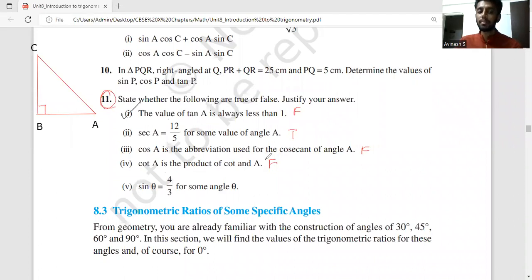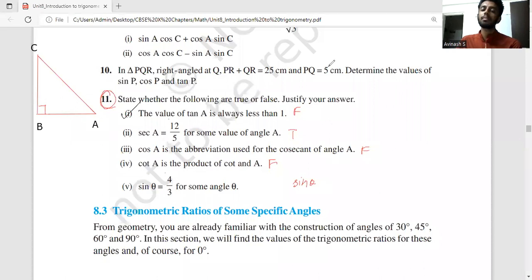And likewise, the fifth subdivision: sine theta is equal to 4 by 3, where 4 is opposite and 3 is hypotenuse. That is the formula. Now what they've given is that the opposite is greater than the hypotenuse, which is never possible. We know the formula is opposite by hypotenuse. The opposite is given as 4, whereas the hypotenuse is 3. But the hypotenuse should be the longest side, right? So this is also false.